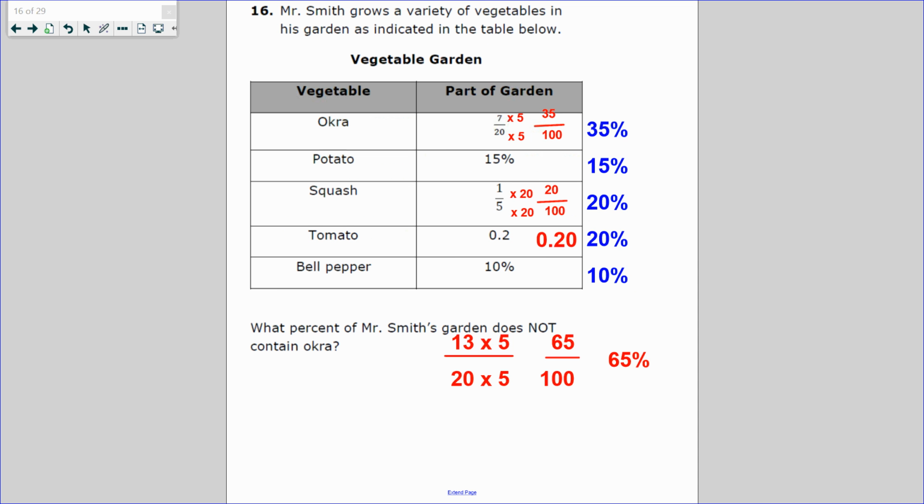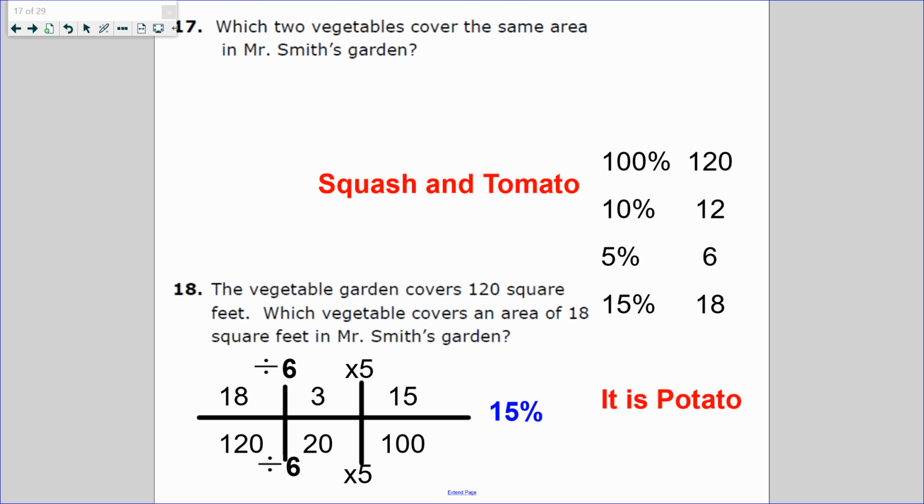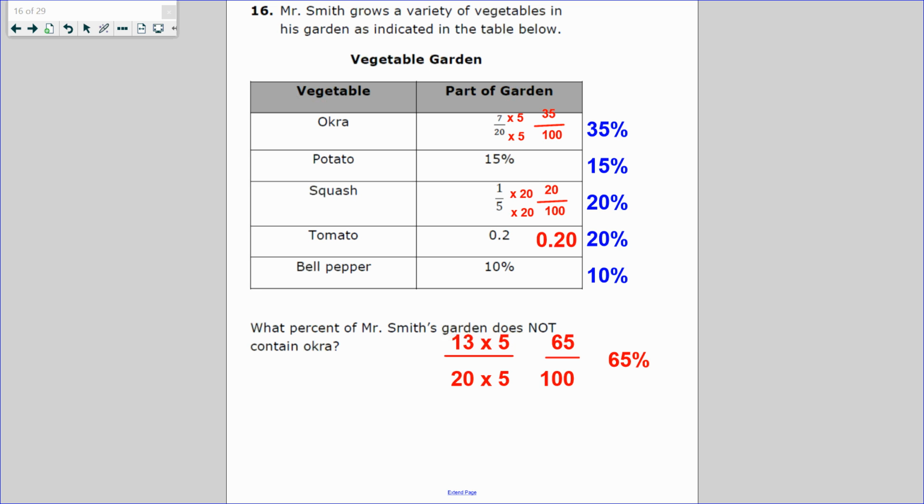16. Mr. Smith grows a variety of vegetables in his garden as indicated in the table below. So before I answer 16, 17, 18, I wanted to find equivalencies. 7/20 times 5 is the same thing as saying 35%. 3/20 is 15%. 1/2 is 50%. 1/5 is 20%. This is 2 tenths. 2 groups of 10 is 20%. And this is 10%.